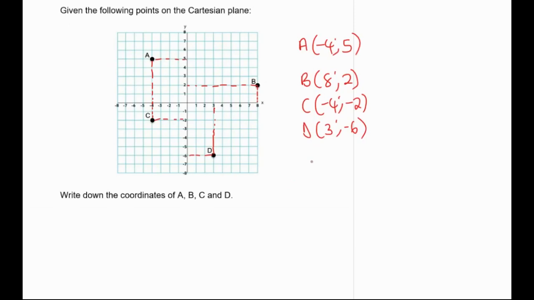Remember, for the coordinates we use ordered pairs. Okay, ordered pairs. It means it's a set of two numbers that follow a certain order, which is what? We start with x followed by y.